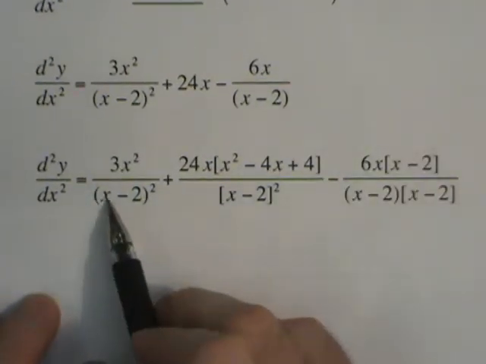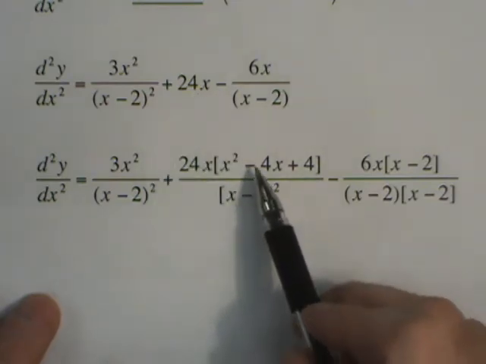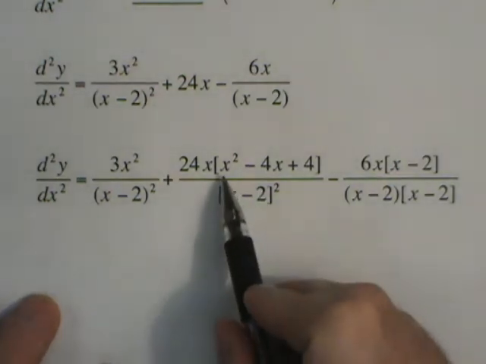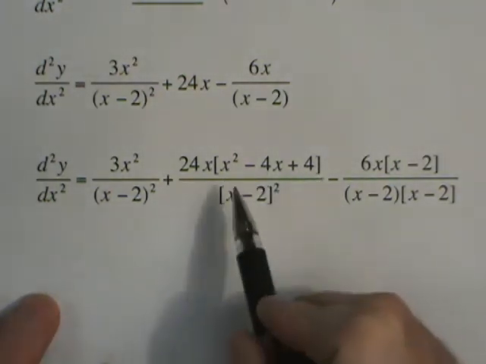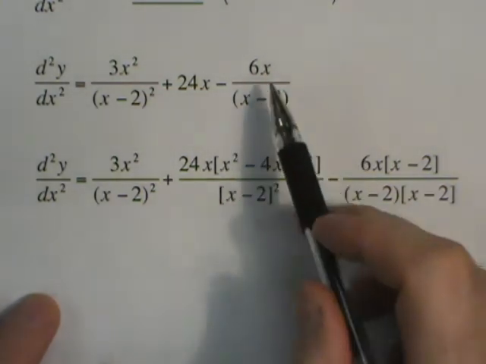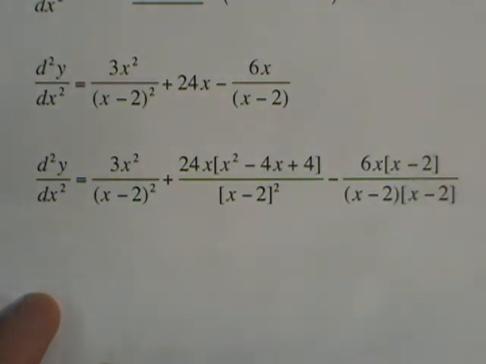So the first term is already good. The second term is 24x. I needed to multiply the top and the bottom by x minus 2 quantity squared. In my numerator, please note that I already expanded the x minus 2 quantity squared into x squared minus 4x plus 4. And then for this third term, all I needed to do was multiply the top and the bottom by x minus 2.